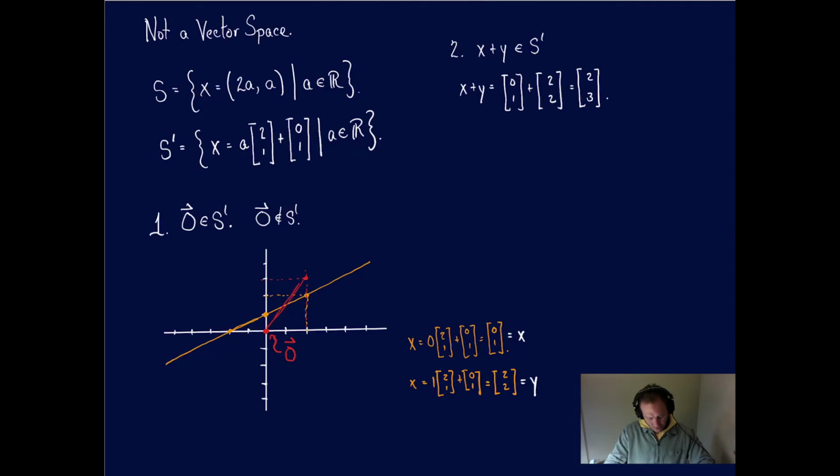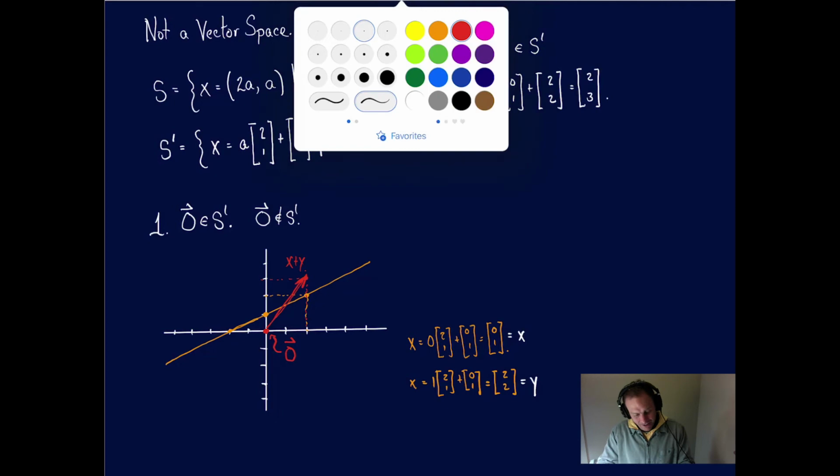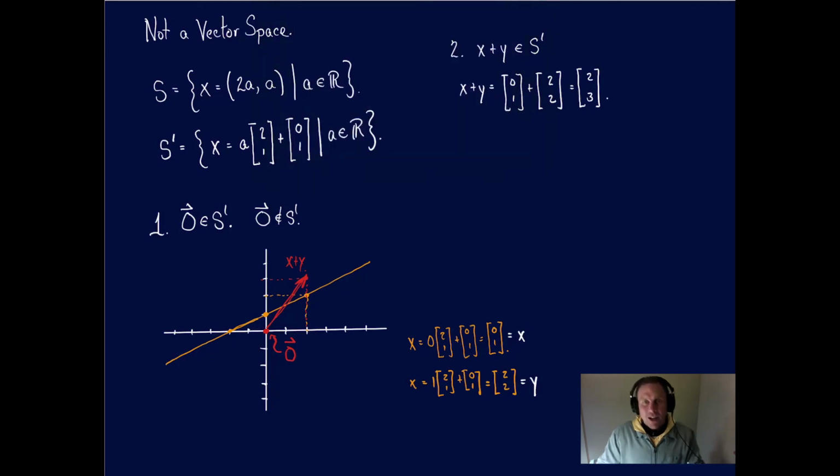So look at this. Not only was the 0 vector not in S prime, but the vector x plus y just jumped right off the line. It jumped out of the subspace itself. Wow, okay. So I wonder if this line can go 3 for 3 failures. Let's try.